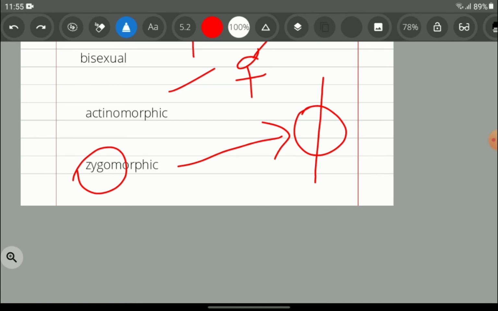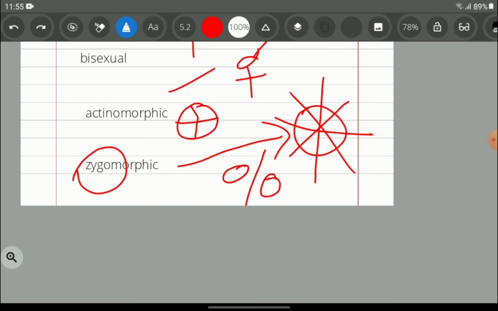So zygomorphic is bilaterally symmetrical. And how to symbolize this? It's the percentage symbol. Okay, so this is how you have given this symbol for zygomorphic. Now the actinomorphic is the very opposite. It's radially symmetrical. That means an organism is divided into two equal halves by n number of planes. So how will you give this symbol? You have to write a circle and then add a plus sign in it. If you go through NCERT, they have clearly mentioned all these things. It's very easy to understand NCERT once you see my video.